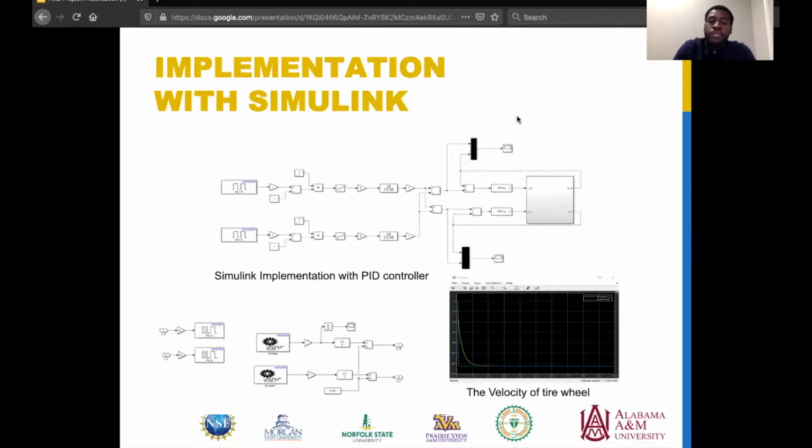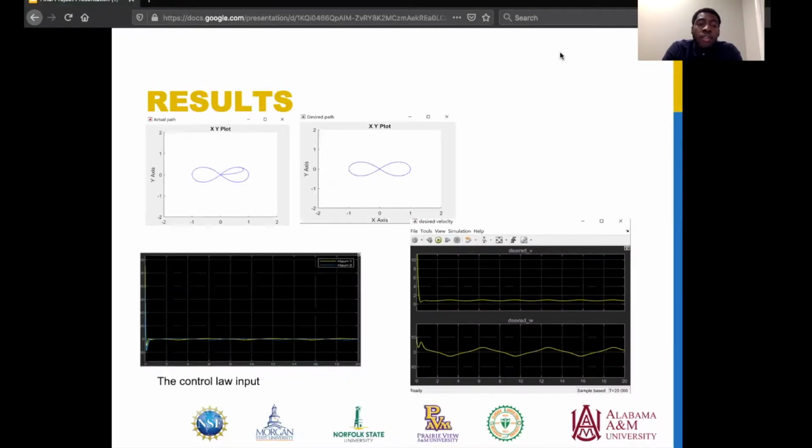controlled and stable. Okay, so here we have our results. On the top left, we have our actual path traveled by our two-wheel robot, and on the right, we have our desired path. And this basically just shows that the path tracking is controlled and stable. Between these two plots, they are very similar. We have a little error right there from the desired path, but nonetheless, at the bottom we have the control law input from the dynamics page, and to the right of that we have this scope that shows the velocity of the robot from the control input given.